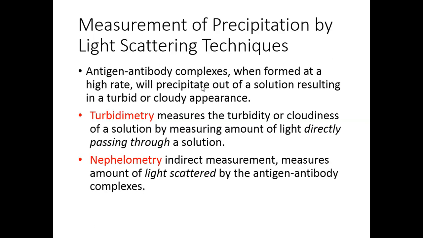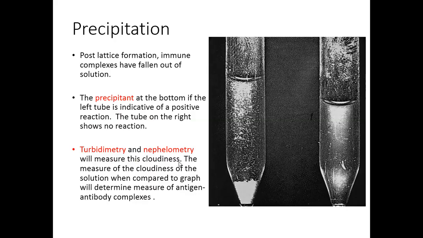We know what turbidity looks like. We're all in urinalysis. Cloudy, it's kind of hazy, right? Turbid is kind of hazy. So turbidimetric testing measures the turbidity or cloudiness of a solution by measuring the amount of light that passes directly through the solution, versus nephelometric, which is an indirect measurement that measures the amount of light that gets scattered. So let's take a look at these two in a little more detail so that you can see what I mean.